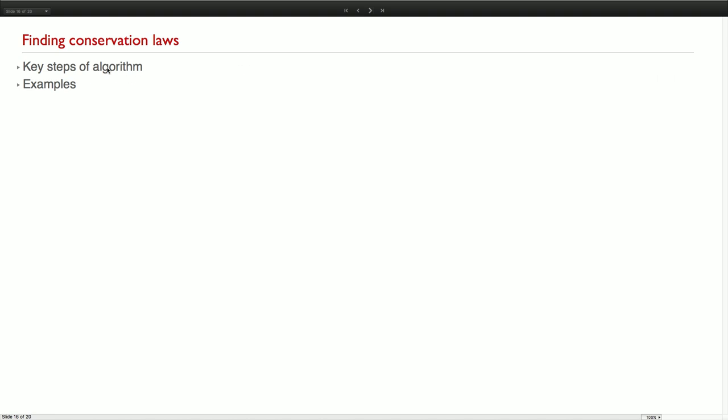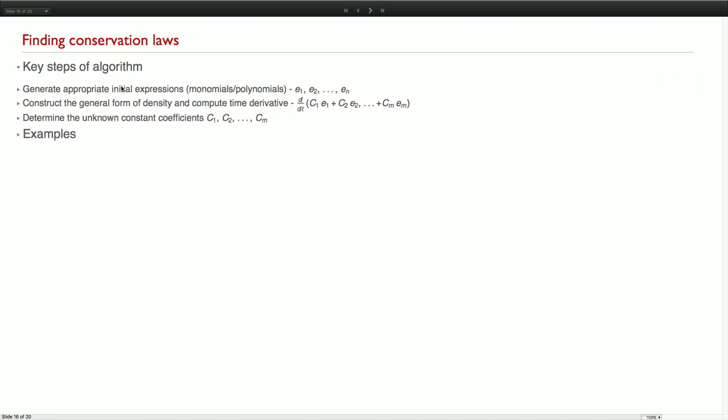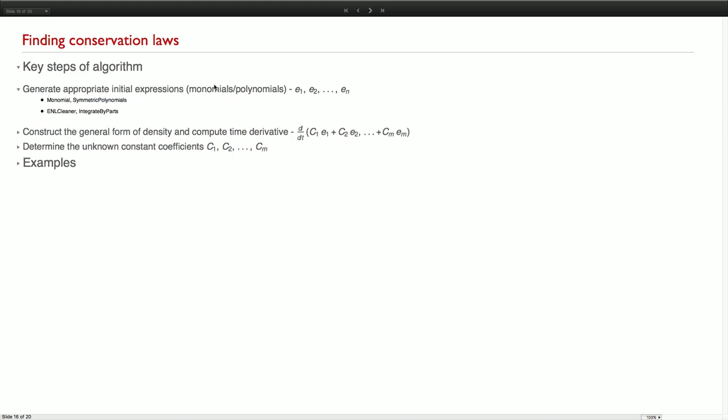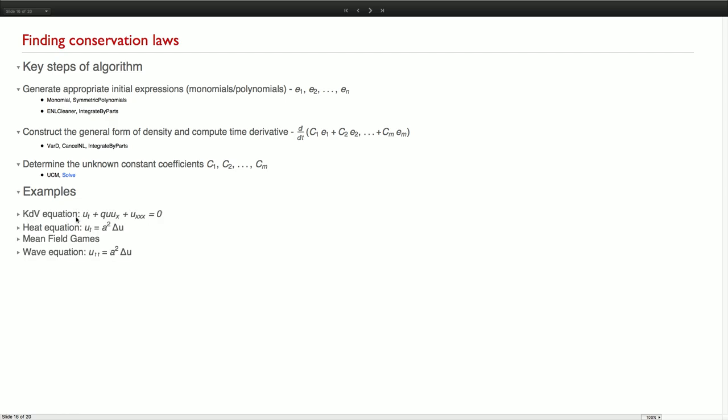And for finding conservation laws, as I said in the tasks part, there are some basic functions we are using. We are generating monomials and polynomials. We are constructing the general form of the density. We are computing the time derivative. And after, we will determine the unknown constant coefficients, and we will solve with respect to them to find the quantities which we want, conserved quantities. And here are the functions which we are using for each step. Okay, let's see some example. For example, the KdV equation.